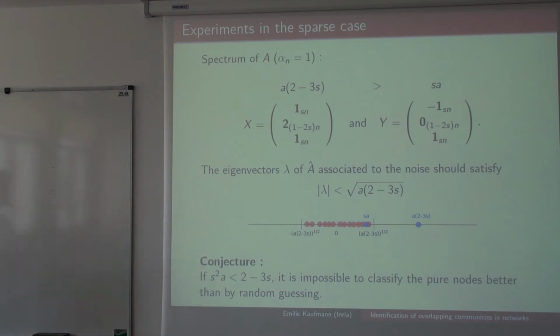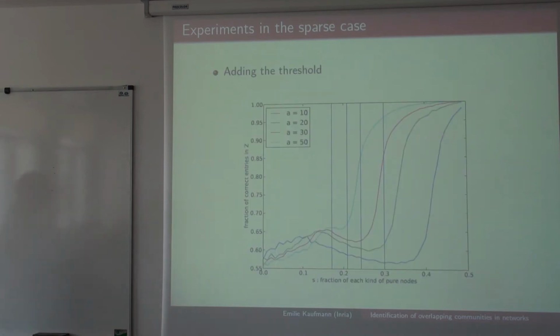which is equivalent to this threshold. So we conjecture that if the parameters S and A satisfy this inequality, it might not be possible to classify the pure nodes correctly. And so I tried to add the theoretical threshold on the plot. Maybe it should be a little bit more to the right, I don't know. But anyway, at this point, the algorithm appears not to be working anymore.